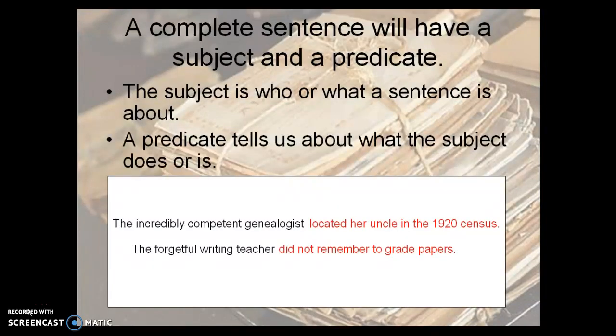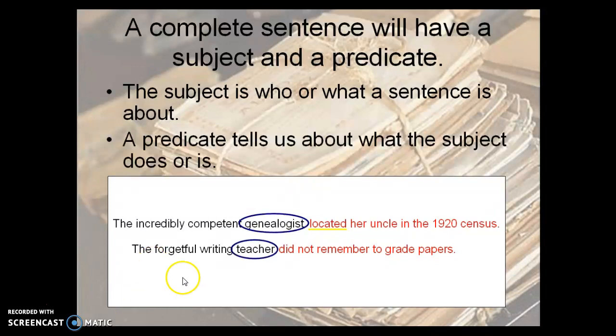A complete sentence will have a subject and a predicate. The subject of a sentence is who or what a sentence is about, and a predicate tells us what the subject does or is. So down here you'll see "The incredibly competent genealogist located her uncle in the 1920 census." Right here in black is the subject, and in red is the predicate. So genealogist is the simple subject of our sentence. The incredibly competent all describe the genealogist. And located is the verb in this sentence.